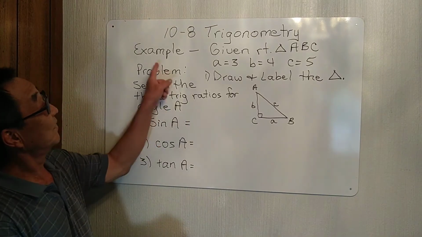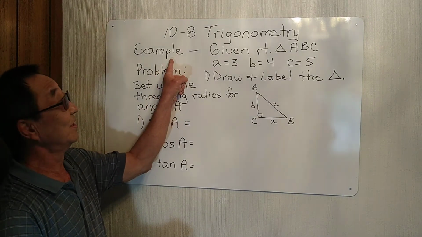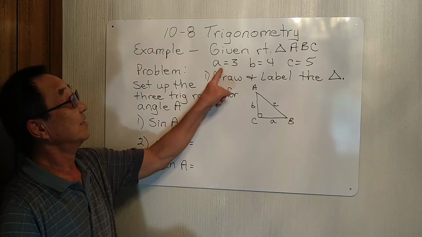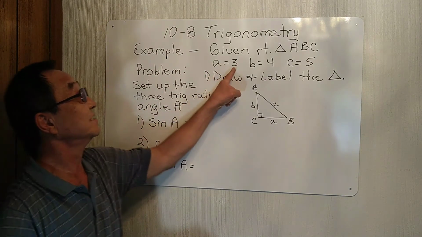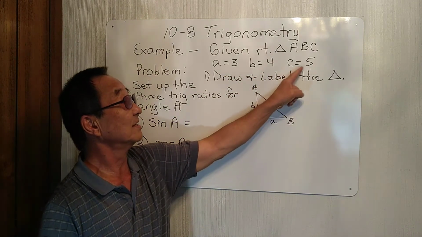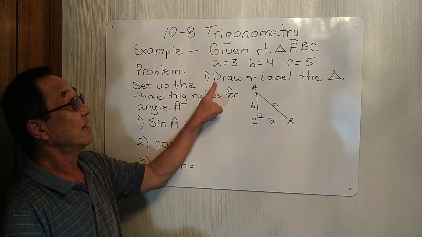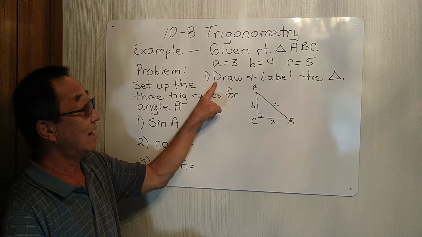Your example for today, this is just one of them. Okay, you're given a right triangle ABC. These are your side lengths. Little a is 3, little b is 4, little c is 5. All right, the first thing you should be doing is drawing the triangle out.